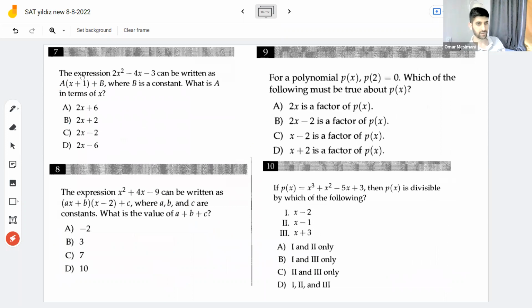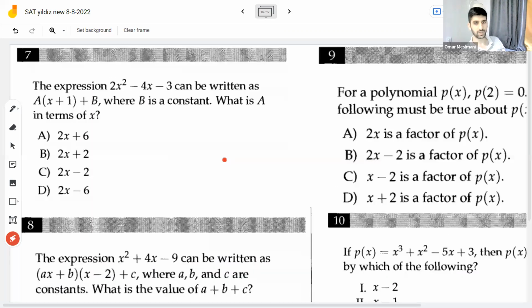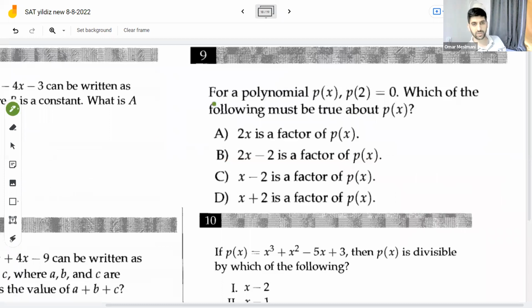Let's try to solve 9 now because it's related to the same concept. It's saying: for a polynomial b(x), if b(2) equals 0, which of the following must be true about b(x)? Okay, guys, b(2) equals 0.